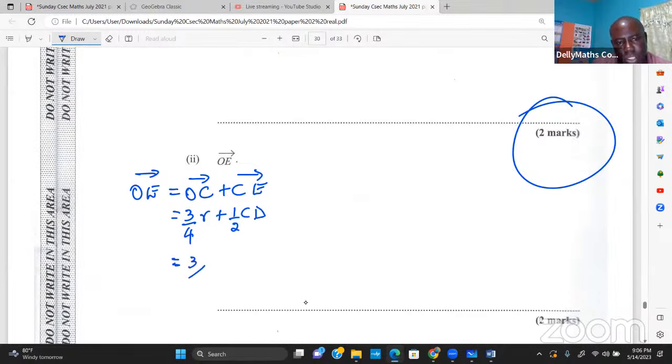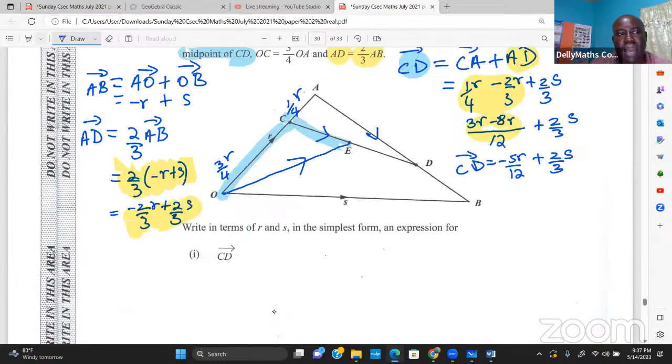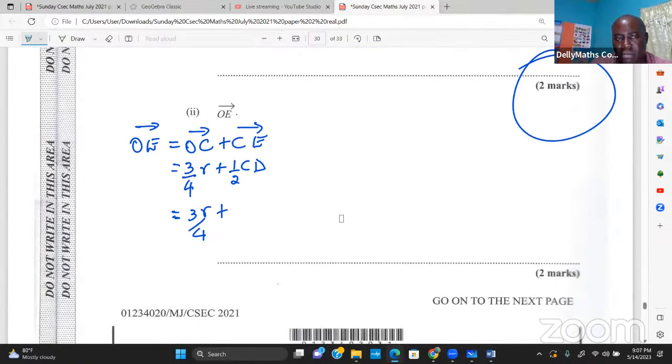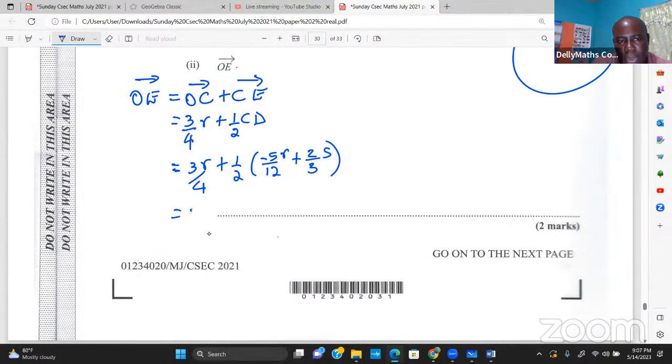So I'm writing it, not cutting any shortcut. I want you to see what's going on. Half of CD. Go back and look at CD. Half of it. Watch this. Half of it. And when you put this together, you're done. But look at what's going to happen. It's algebra they're testing for.